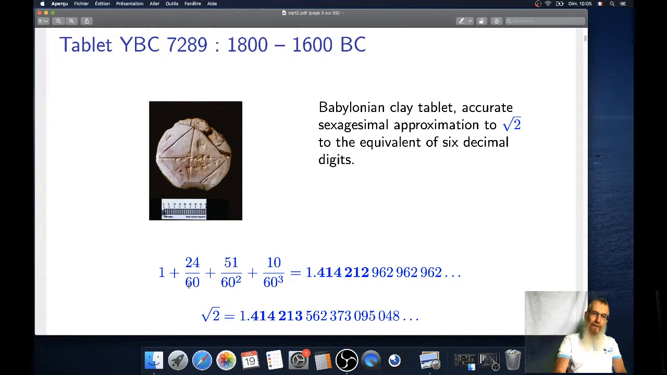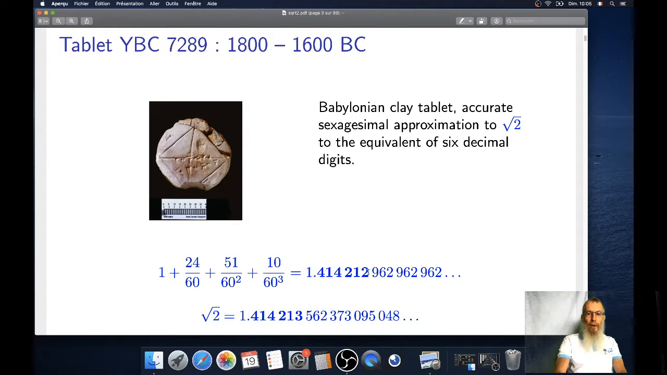Base 60 is similar to saying that we have 1 hour, 24 minutes, 51 seconds. So it's 1 plus 24 divided by 60, plus 51 divided by 60 squared, plus 10 over 60 cubed. And if you write it in decimal places, it's 1.414212. And the actual value of square root of 2 is 1.414213. So you see that it is very similar. I would like to point out that this number is a rational number, an integer divided by 60 cubed, so the decimal expansion is ultimately periodic.